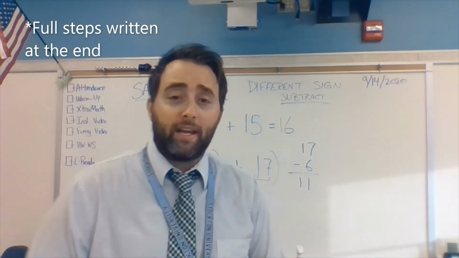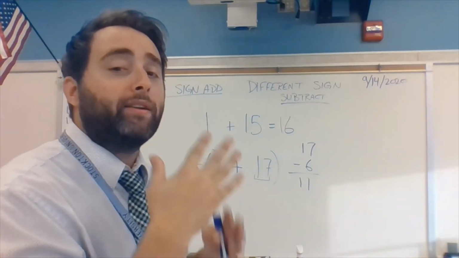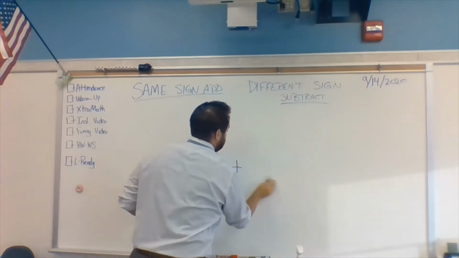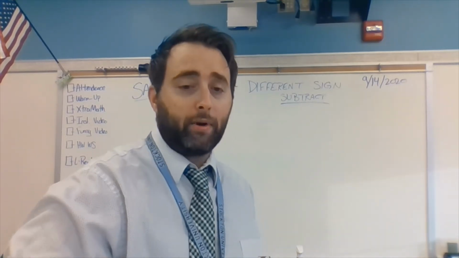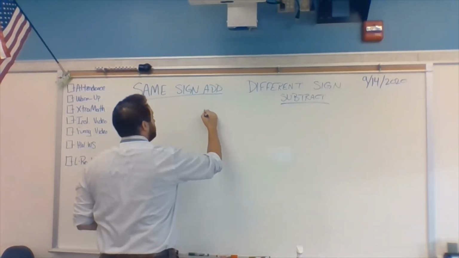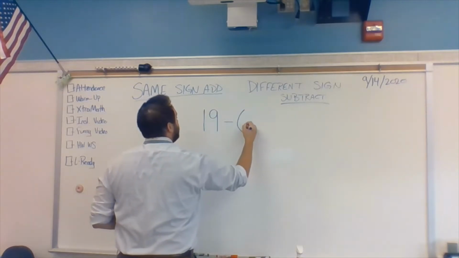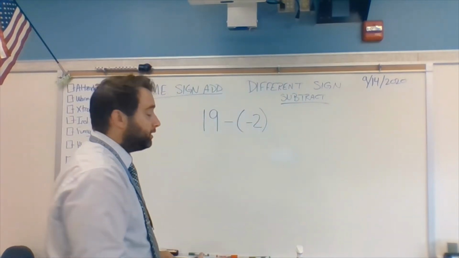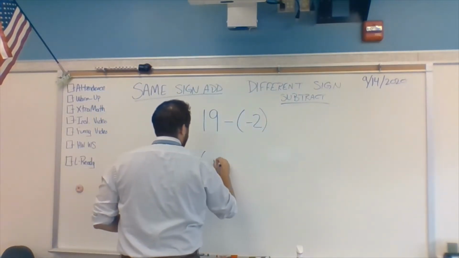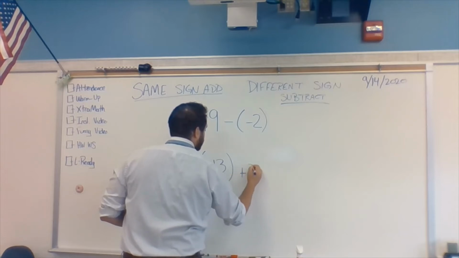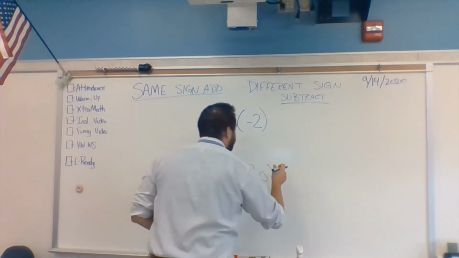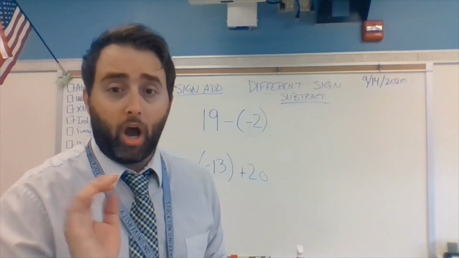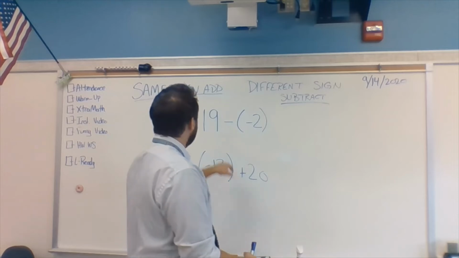I have 2 more examples to show you. And like I said, these correspond directly to the worksheet I'm giving you, so pay attention. Number 3, 19 minus a negative 2. If you already recognize what you have to do, good. Next problem. Negative 13 plus 20. All right, problem number 3.